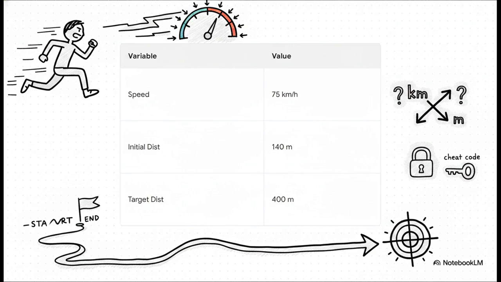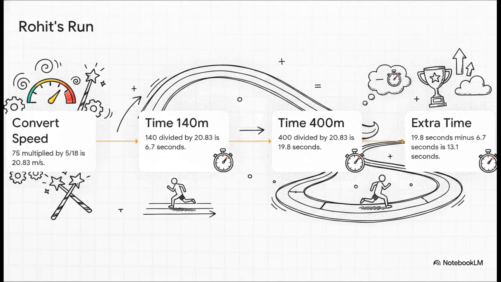Let's step things up a bit with Rohit's run. Rohit is incredibly fast, blazing along at 75 kilometers per hour. He normally runs a 140-meter dash, but today, he wants to hit a target of 400 meters. Now, do you spot the trap here? His speed is in kilometers per hour, but the distance is in meters. Thankfully, we've got our trusty cheat code ready to go. First things first, we apply our 5/18 magic trick. 75 times 5/18 gives us roughly 20.83 meters per second.